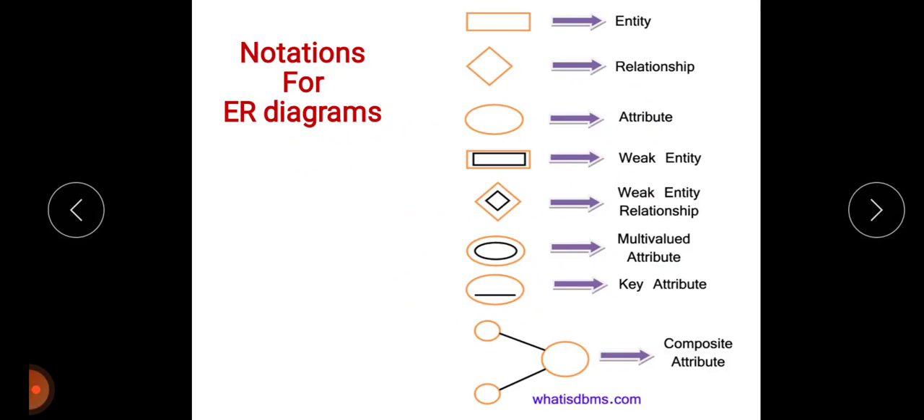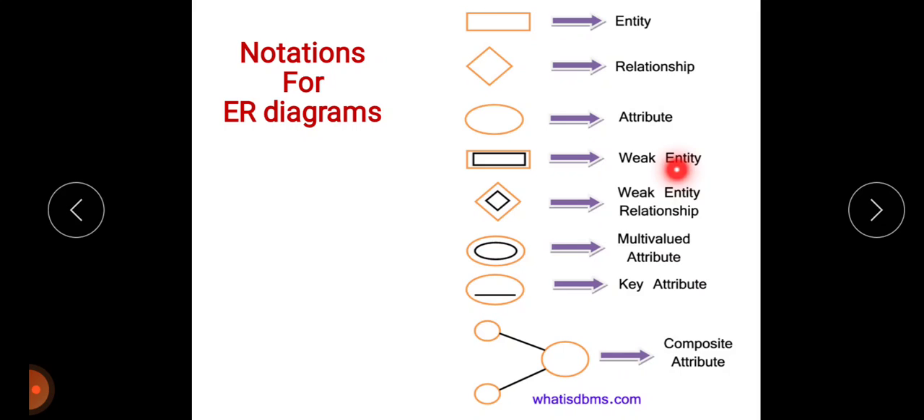Notations for ER diagram. An entity. An entity is a table name. It is mentioned in a rectangular shape. Relationship. When we are going to connect more than one entity, this rhombus symbol is used. An attribute is a common column name. It is represented in an oval shape.